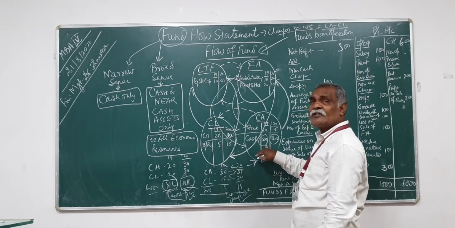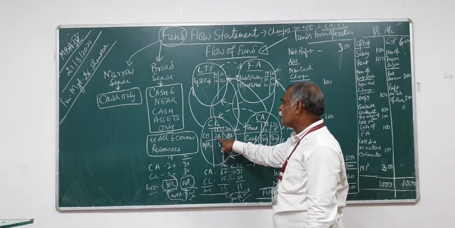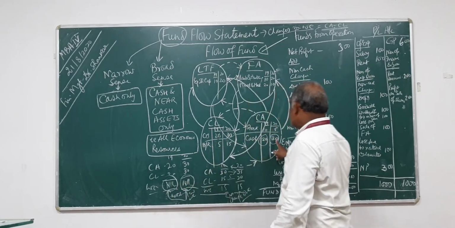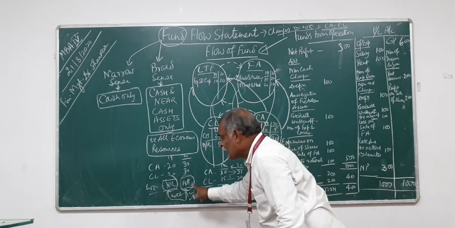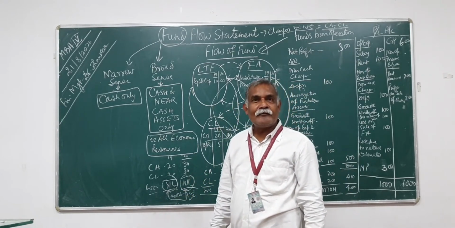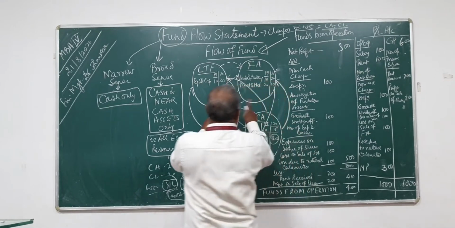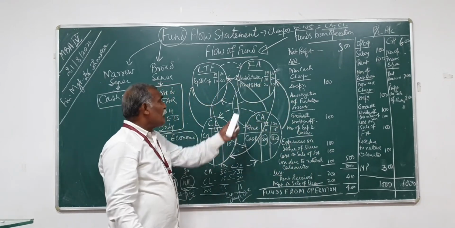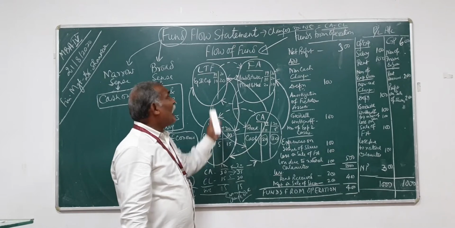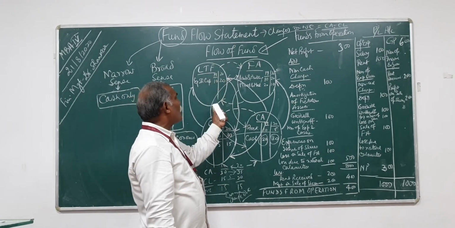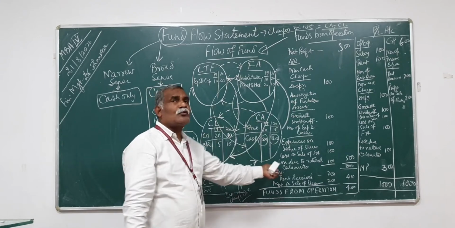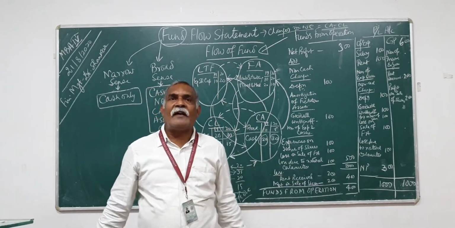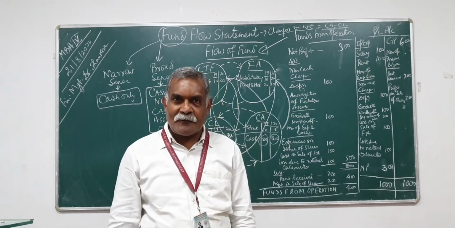Here current assets is, suppose, 20, here current liabilities is 20. 20 minus 20 is nil. Here is 30, here is 30, working capital is nil. So there is no change in working capital. The conclusion is, if there is a horizontal transaction, either from fixed assets to long-term fund or long-term fund to fixed assets, or current asset to current liabilities or current liabilities to current assets, there is no flow of fund. There is no change in working capital.